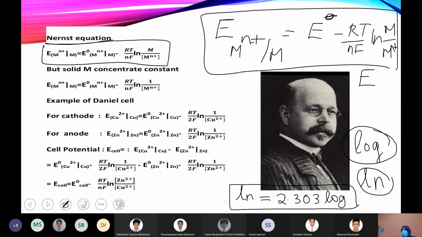I'll explain and you can choose what you have to write. Because as I said, the derivation is not important. You have to use this equation and modify it based on the question.